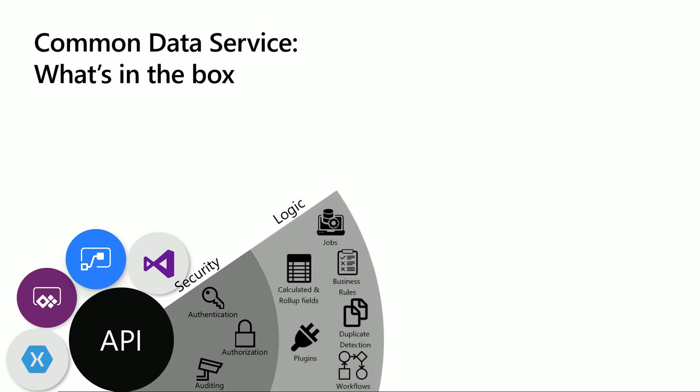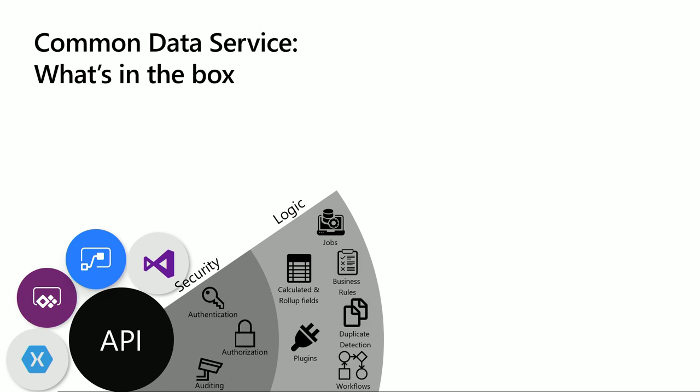From there, we go into our business logic tier. This is where we have things like asynchronous processing, calculated rollup fields, business rules, duplicate detection, and plugins, where you can write your own custom C# code, if you so choose, that operates within the middle of our processing pipeline. We have workflows as well, which can run synchronously or asynchronously. It's a very rich logic layer that sits beneath our APIs.